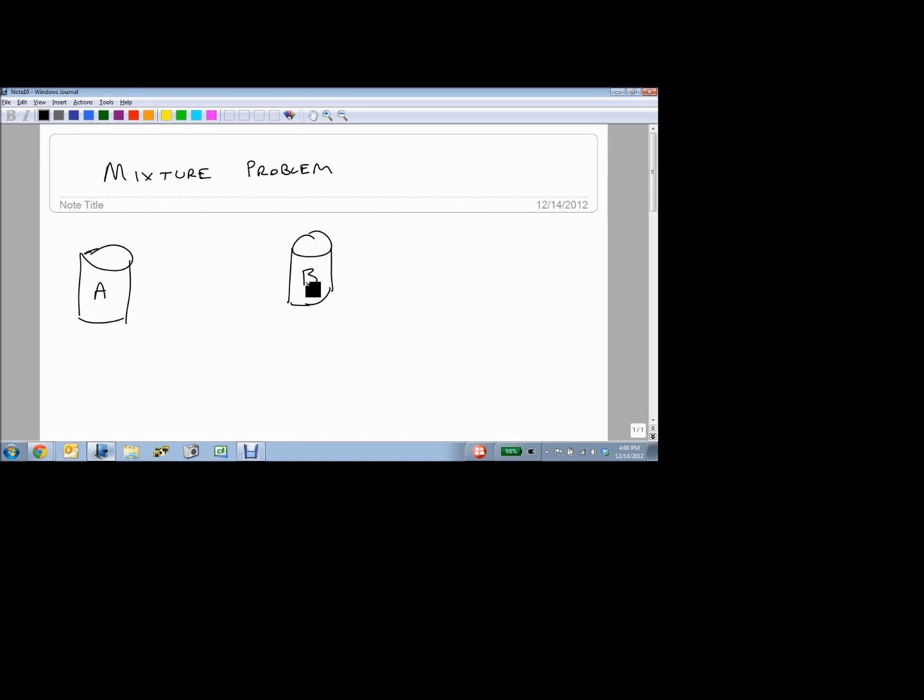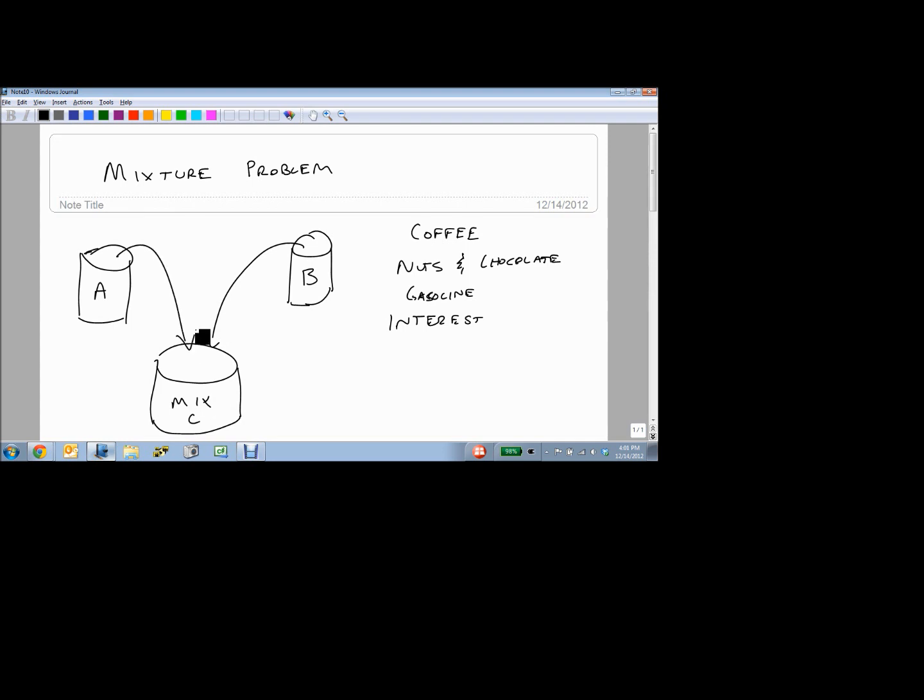So we could be talking about amounts of mixing coffee types, or we could be mixing nuts and chocolate to make a trail mix, or we could be mixing gasolines to get a different ethanol level or oxygen level or whatever it is that we're looking for. Or we could be mixing interest rates so that we get exactly the amount of money every year that we want. And we're going to take these two and we're going to form a new item, our mix C, by taking some from A and some from B and mixing them together. And so that's visually what we're looking at.